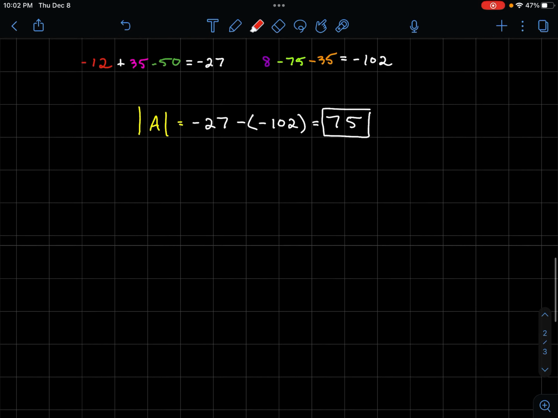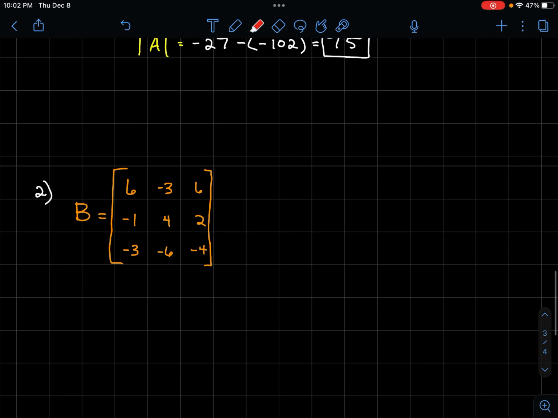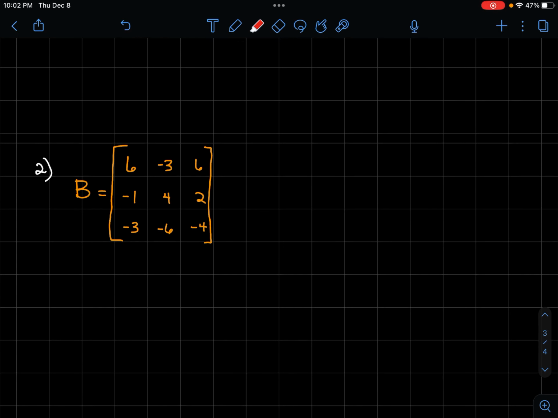One more example with a 3 by 3 matrix. Here we have matrix B. Go with our step 1. We'll take our first two columns. We're going to copy those just outside the matrix. And we'll go through and do our products of 6 times 4 times negative 4, which gives us negative 96.